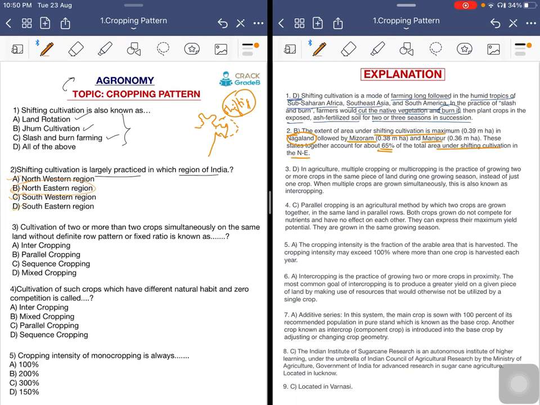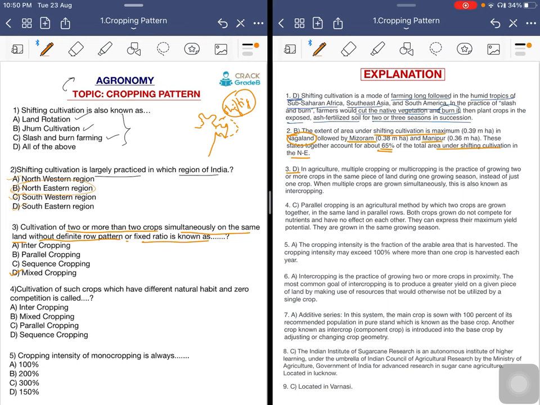The third one: the cultivation of two or more than two crops simultaneously on the same land without a definite row pattern or fixed ratio is known as, right? The answer is D, that is mixed cropping. What is called mixed cropping? Without maintaining a definite row pattern, we simultaneously grow the crops. That is called mixed cropping. Mixed farming is different; don't confuse the words mixed farming and mixed cropping.